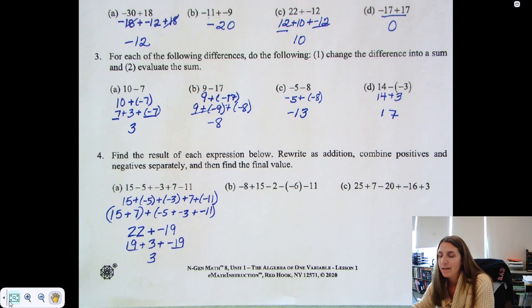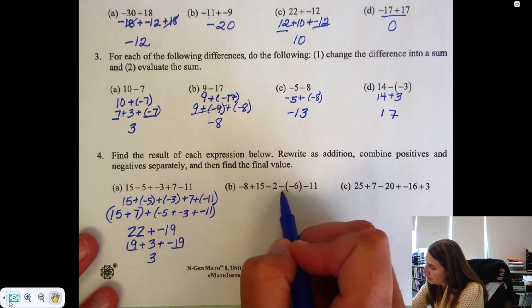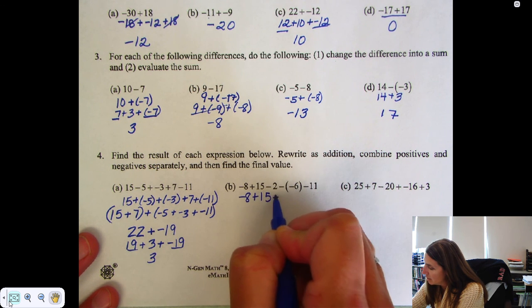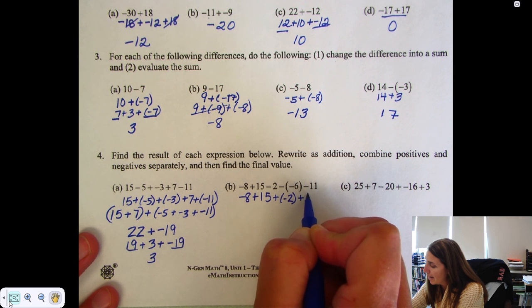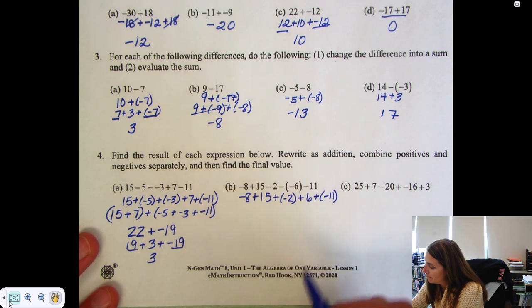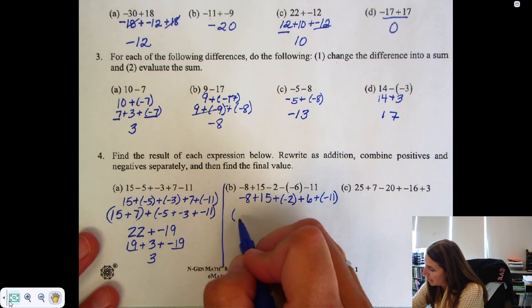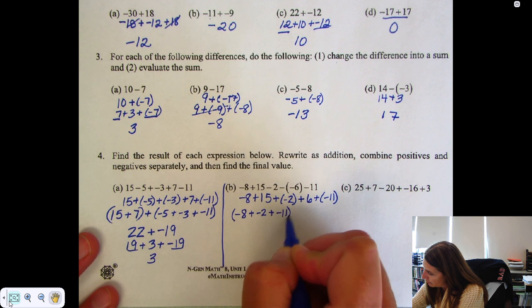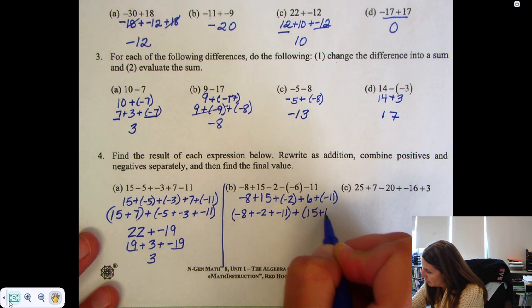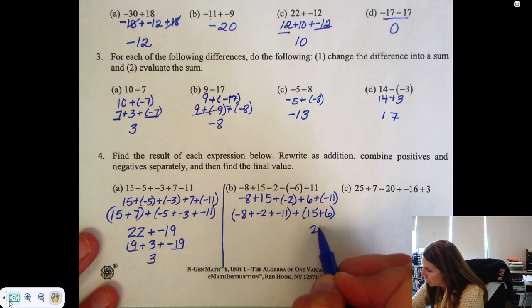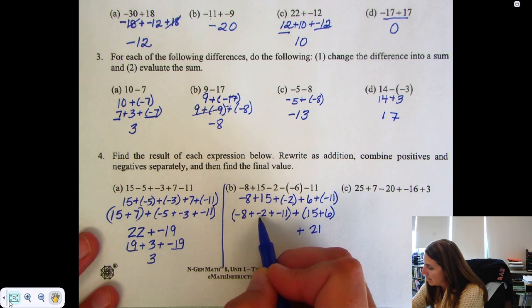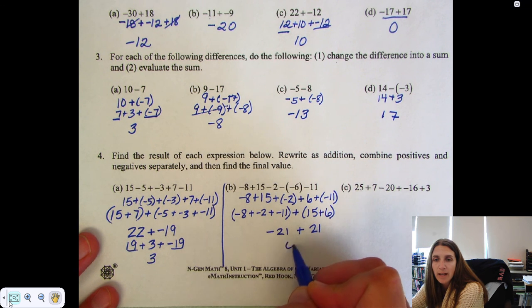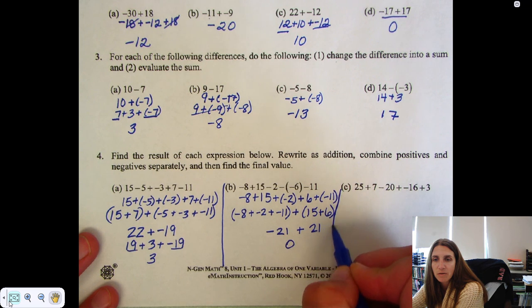Okay, let's try B. Negative 8 plus 15 minus 2 minus negative 6 minus 11. Negative 8 plus 15 plus negative 2 plus positive 6 plus negative 11. Let's regroup. I'm going to put a line there to organize my work. Negative 8 plus negative 2 plus negative 11 all together, plus 15 plus 6. Let's see, this is 21 plus negative 8 plus negative 2 plus negative 11 is going to give me negative 21. Oh, wow, look at that. Complete opposites. My answer is 0.